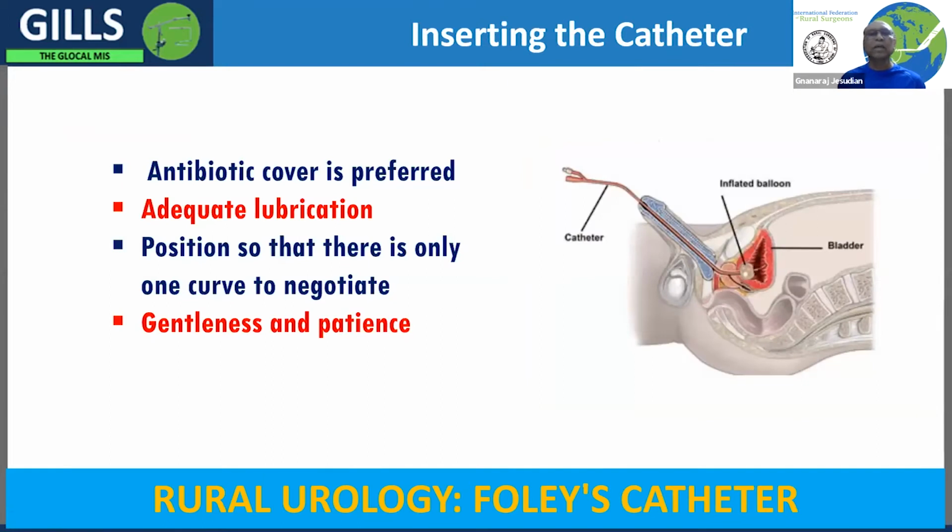Because it's a foreign body that you're introducing into the body, antibiotic cover is always preferable. And adequate lubrication is important because people are not used to having catheters in the urethra. And as mentioned earlier, you have to make sure that there is only one curve to negotiate rather than multiple curves.